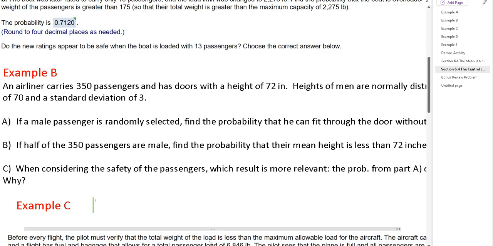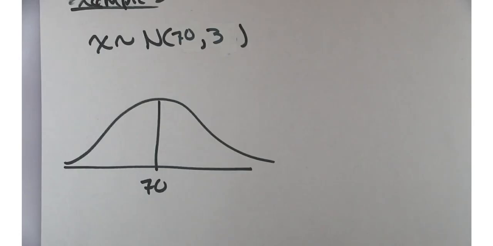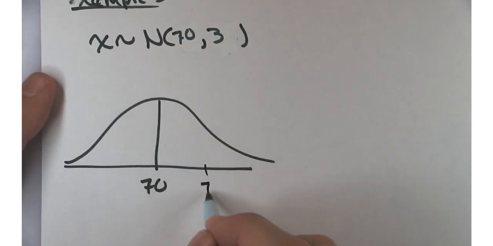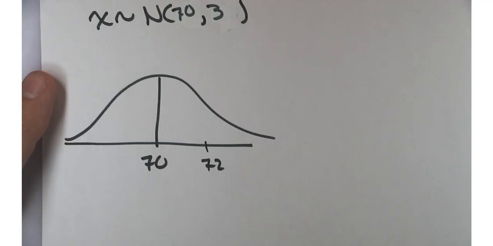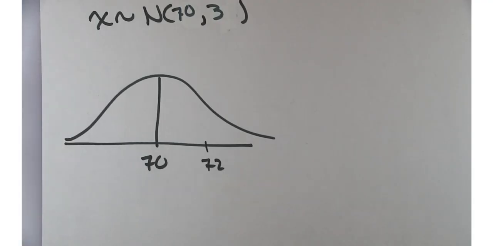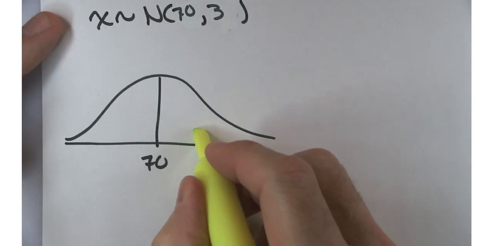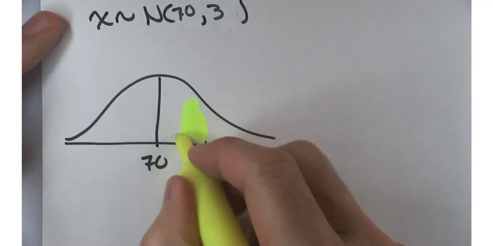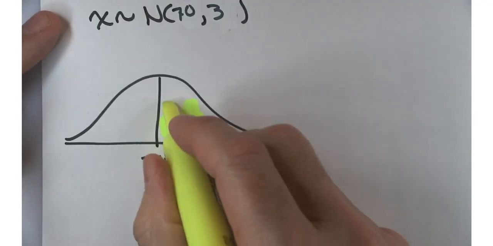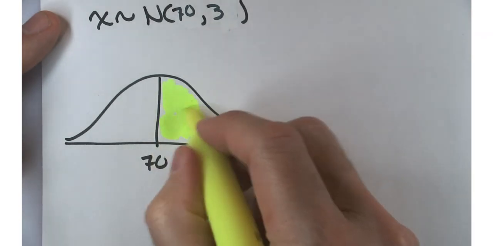So what side of this 72 do I want to shade? To the right or to the left? Left. Because to the left, those are the people that can fit through without bending. So, yeah, that's the side we want to shade. And that's kind of nice because that's the side that Google gives us, right? Because this is the area in the left tail. So we're not going to just subtract from one like we did with the last one.